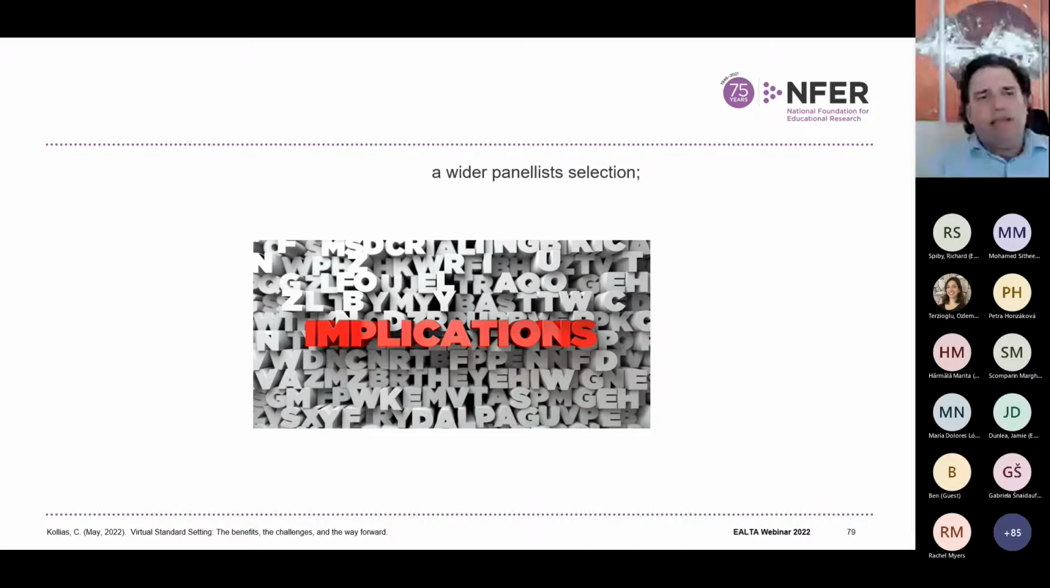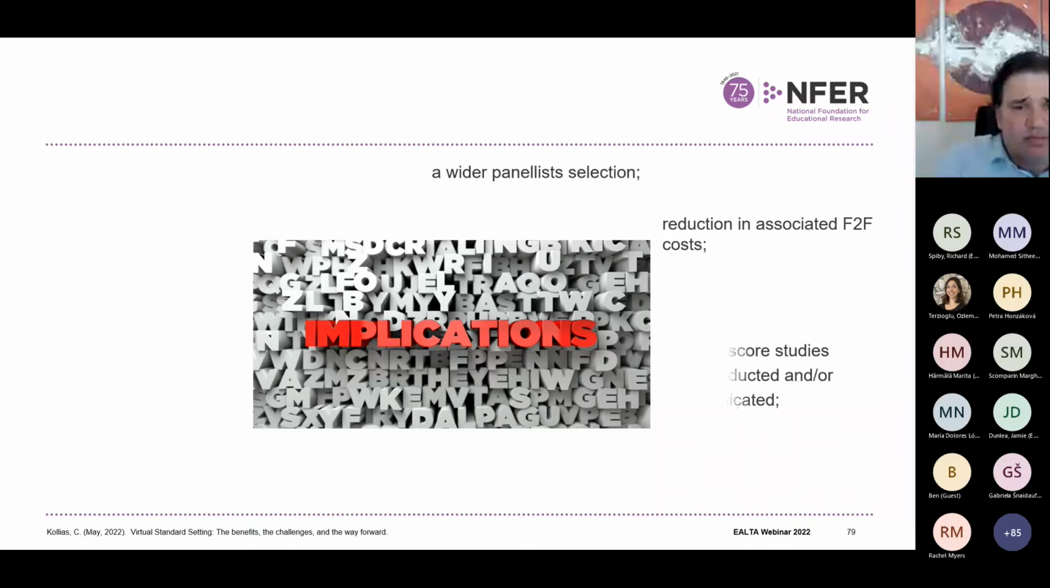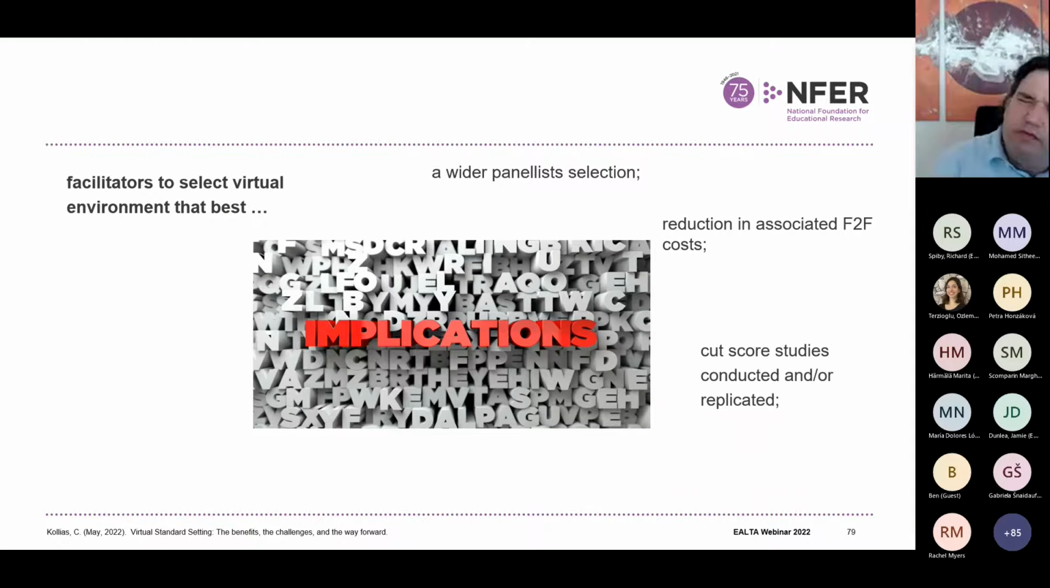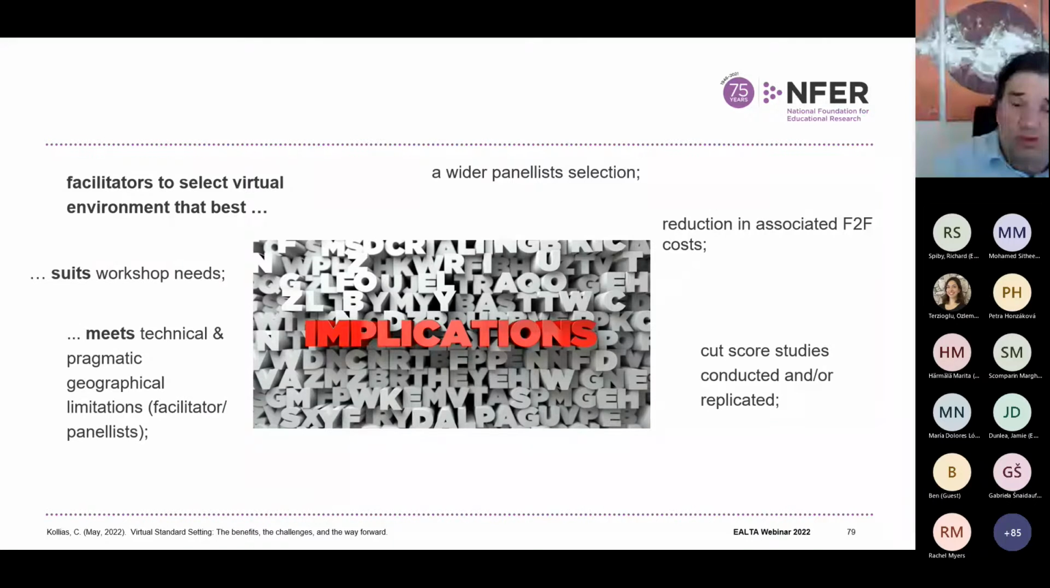The implications are now you've got a wider panelist selection, reduction in some of the costs, cut score studies can be conducted and replicated. Facilitators can select the virtual environment to best suit the workshop needs, and meet technical and pragmatic geographical limitations. Maybe you don't have a lot. There are some areas where the internet is not that good, so switch off the cameras. It really depends. It caters for panelists' video reservations. Maybe some panelists do not want to show their face, maybe due to religion. Sure. Future research, well, there are research opportunities.